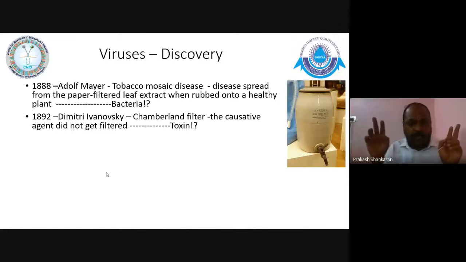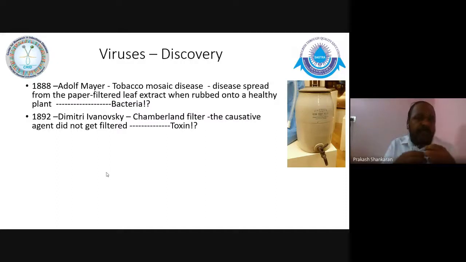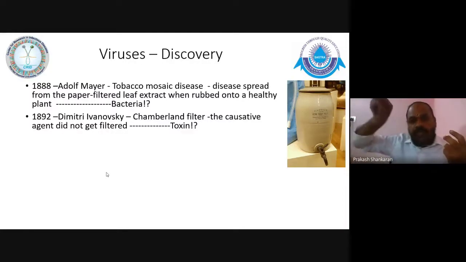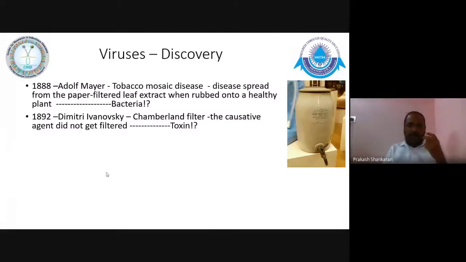So probably there is something, a toxin. He thought that it's not a bacteria itself, but some kind of toxin produced by a bacteria. That's why it is even smaller, passes through the filter, and produces disease. So he tried one more step, but he couldn't find out what it is. He just thought it could be a toxin.